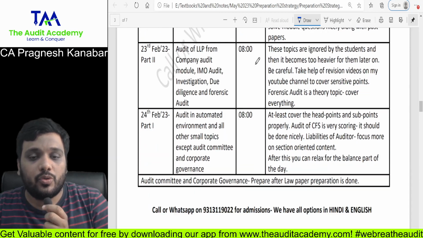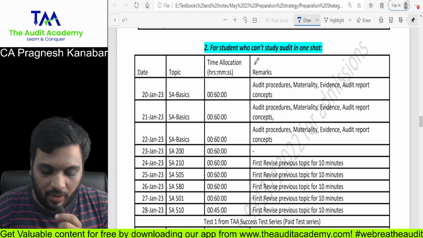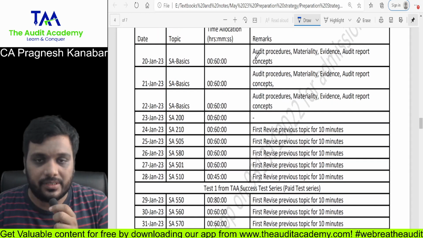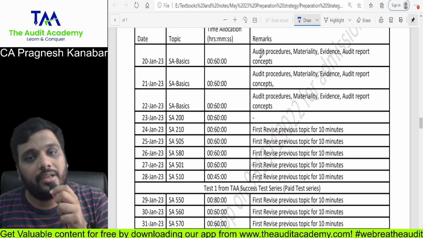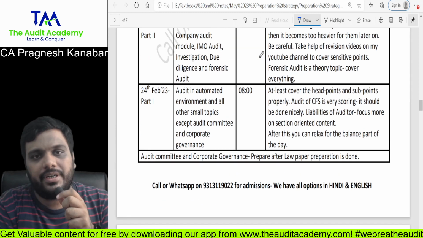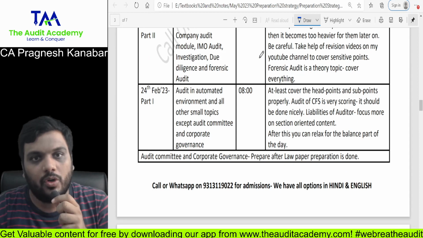Then, for students who cannot study audit in one shot, you have your daily schedule over here. It will start from 20th Jan and go till the last week of March. For both categories of students, I have thought about first reading, second reading, third reading, everything, and you will find it inside this. Don't worry about it.